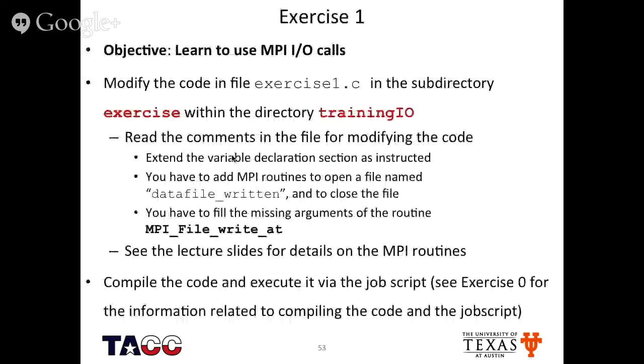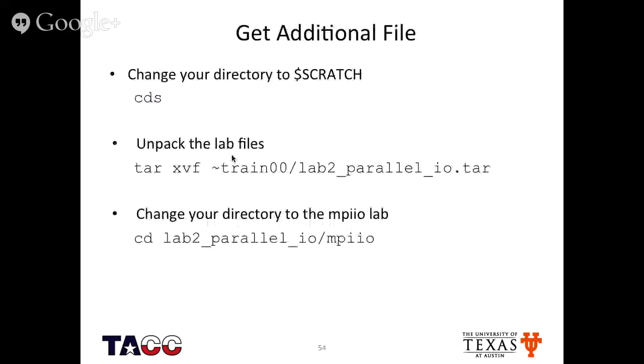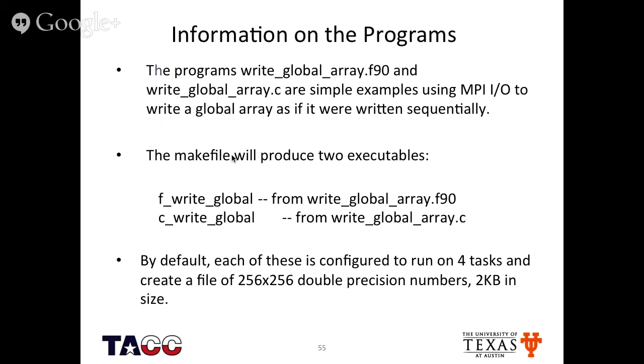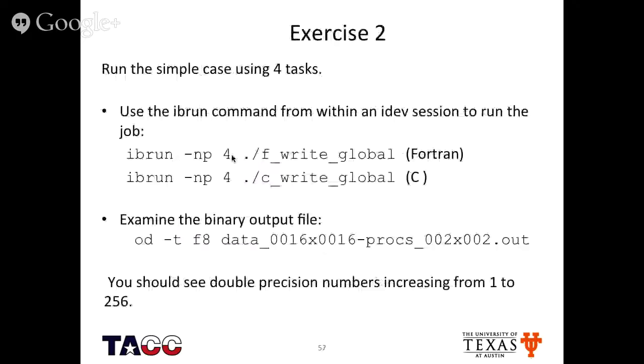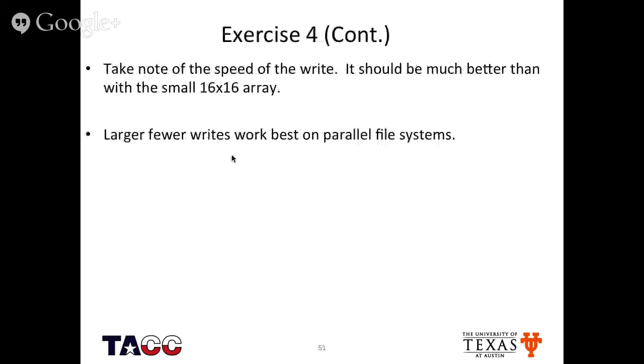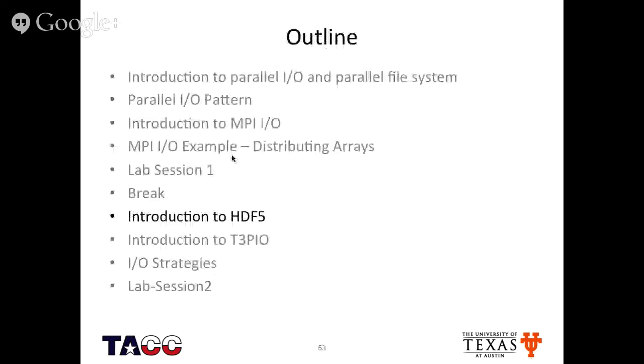And for the rest of the exercises, you'll have to get one more example file, and it's called lab2 parallel.io.tar from train 00, and then we'll proceed after that. So I'll go find Robert, and I'll ask him if he can do this part. There are 3 or 4 exercises remaining that we might come back to after Robert finishes his part.